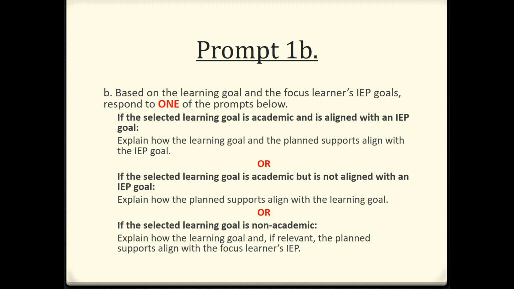Prompt 1B. Based on the learning goal and the focus learner's IEP goals, respond to one of the prompts below. If the selected learning goal is academic and is aligned with an IEP goal, explain how the learning goal and plan support align to the IEP goal. If the selected learning goal is academic but is not aligned with an IEP goal, explain how the plan supports align with the learning goal. Or, if the selected learning goal is non-academic, explain how the learning goal and, if relevant, the plan supports align with the focus learner's IEP.